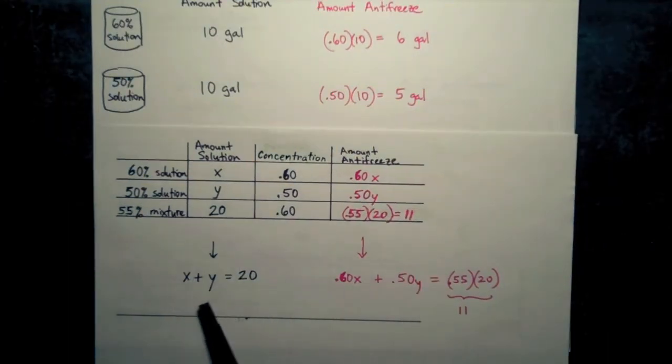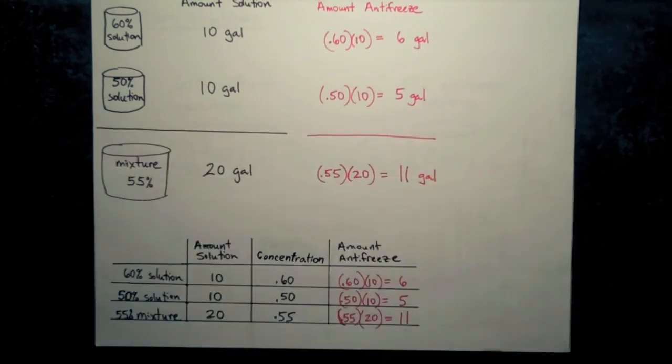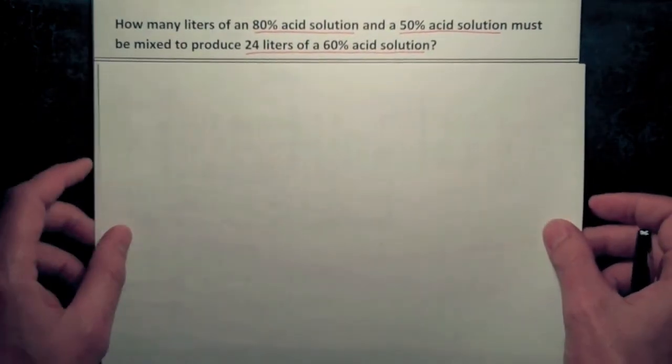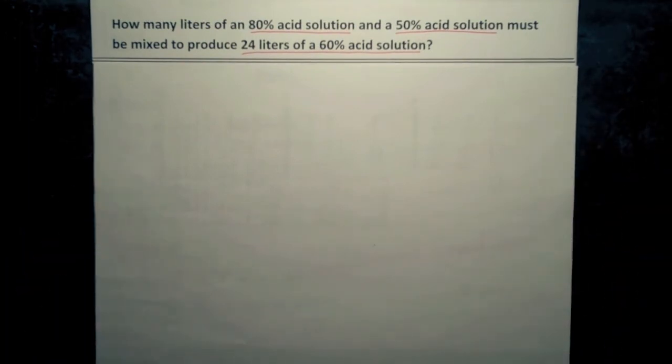Now we don't need to solve this system because we already know the answer. It was 10 gallons of each. I want to show you another example. And we're going to switch to acid solutions, but that won't matter.